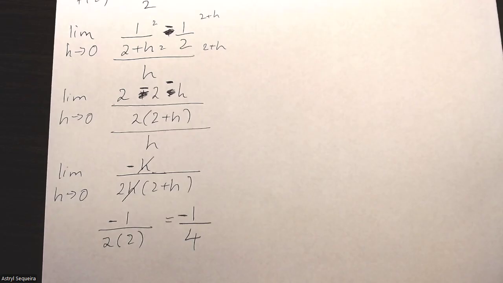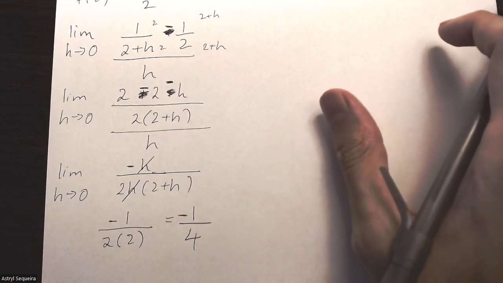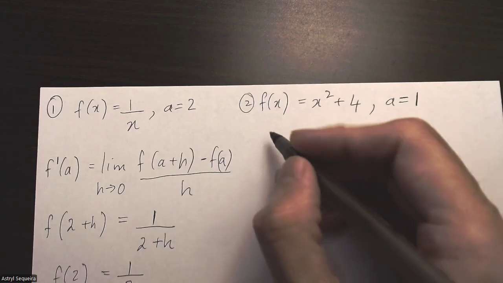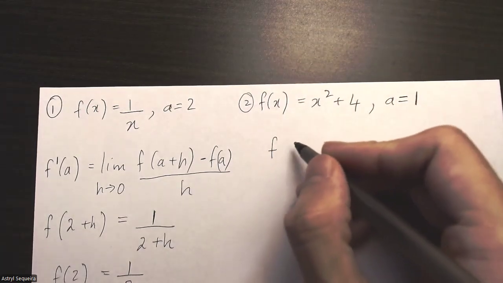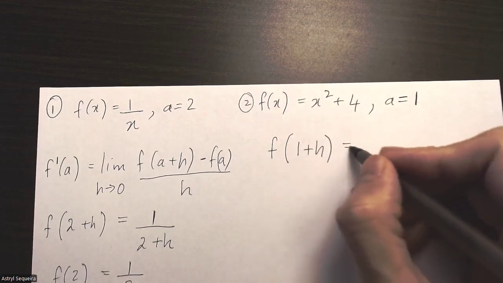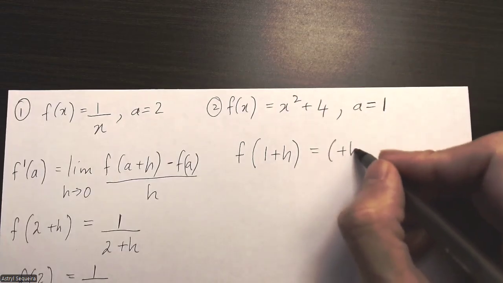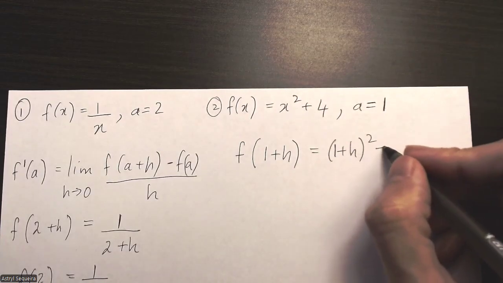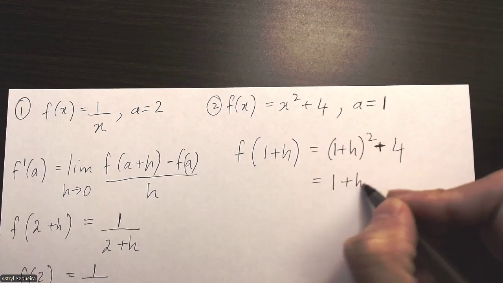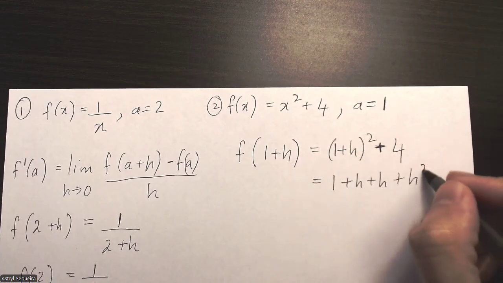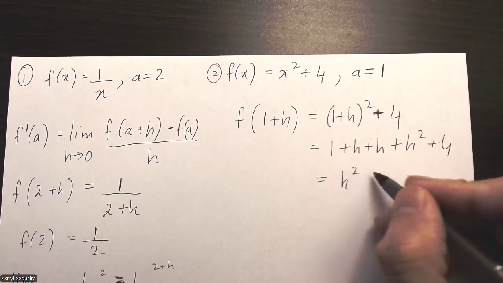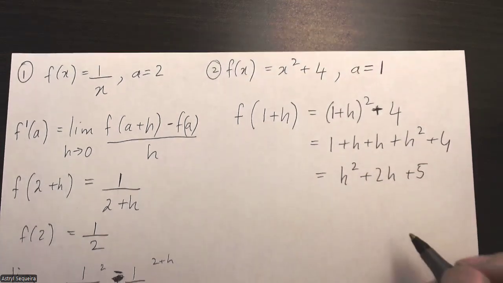So let's go to the second question. Try that one for practice. It's a quadratic equation, and I'm using the same formula here. My a value is 1, so let's start by finding f of 1 plus h. Subbing that in over here, I have 1 plus h squared plus 4. I want to expand this all out. That's 1 plus h times 1 plus h, I'm doing FOIL, plus 4. Then you can combine like terms, so you'll get h squared plus 2h plus 5.